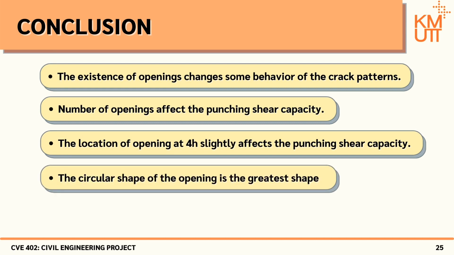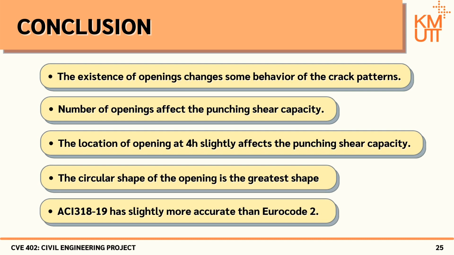Fourth, the circular shape of opening is the best shape among the three shapes: circular, square, and rectangular, at the same position of opening. Fifth, ACI version 2019 is slightly more accurate than Yonlada 2. However, both codes are appropriate to calculate the predicted punching shear capacity.